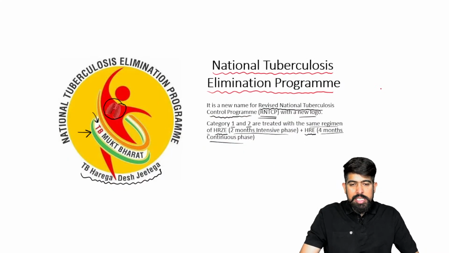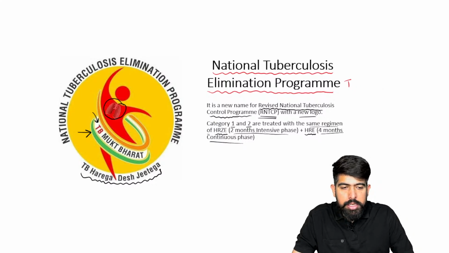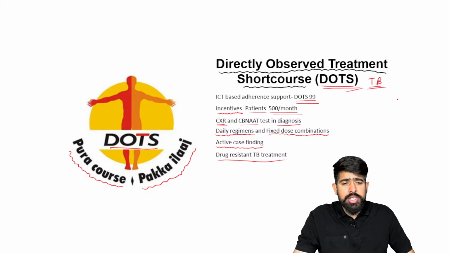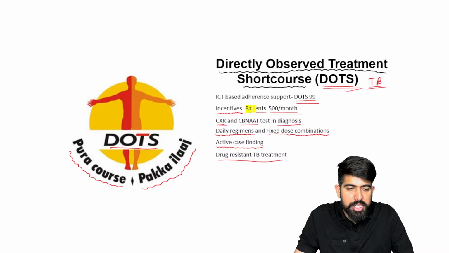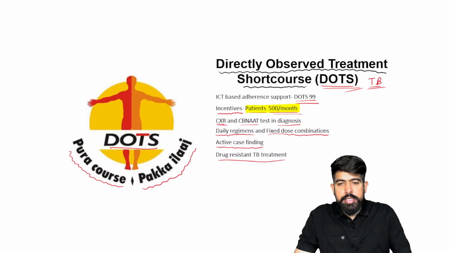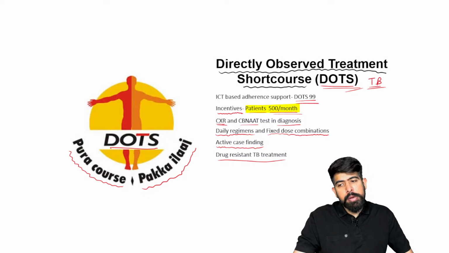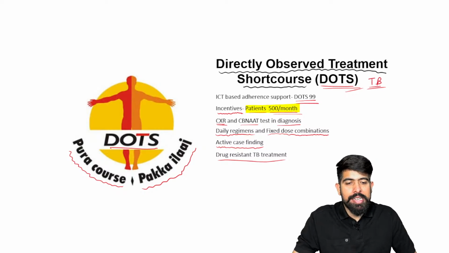So we saw the National Tuberculosis Elimination Program, and this is also for TB, please remember. Directly Observed Treatment Short course, DOTS, is also for TB. Please remember they asked earlier about the incentive for the patient. Yes, in this short course the patient will get 500 per month. As we already talked about, the total duration of this treatment is 6 months, so the patient will get 500 rupees per month while being treated. All right, please remember this.